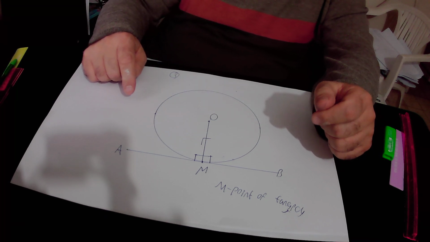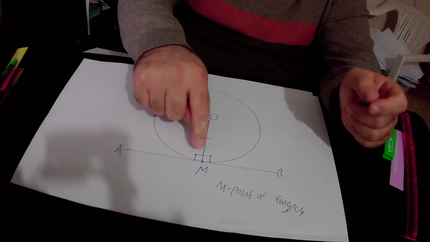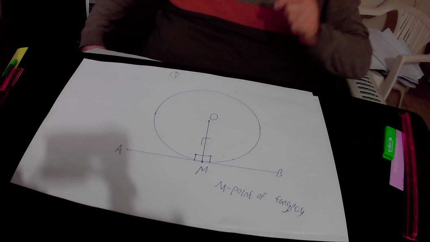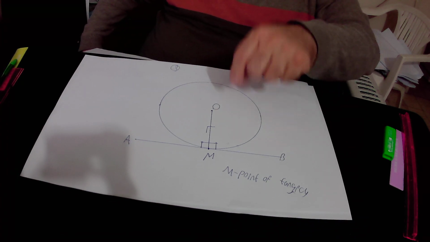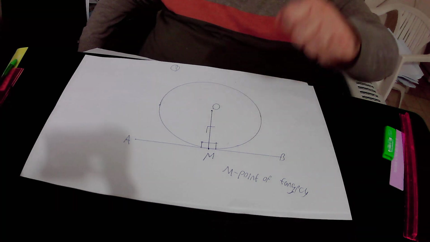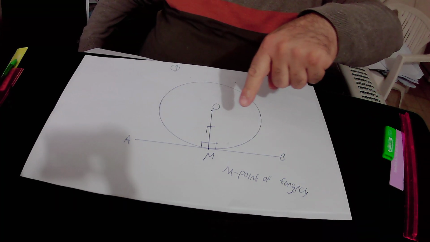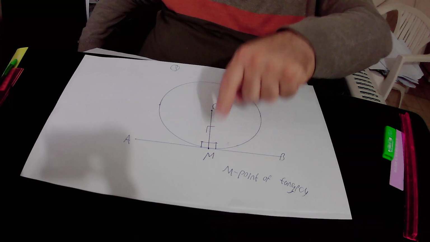Therefore, according to rule number 1, the tangent AB will be perpendicular to this radius. That is to say, this angle will be equal to 90 degrees and this angle will also be equal to 90 degrees. So whenever you have a radius that is drawn to the point of tangency, then the tangent will be perpendicular to this radius.